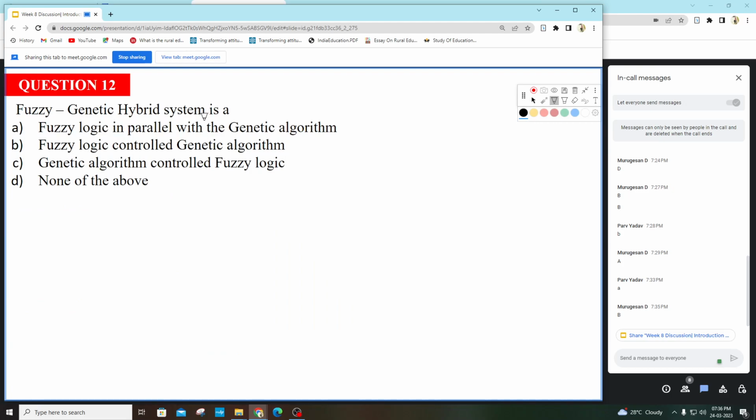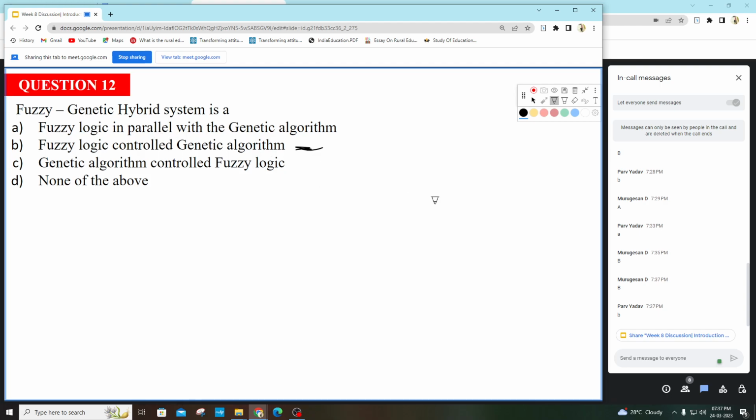Fuzzy genetic hybrid system is: A, fuzzy logic in parallel with genetic algorithm; B, fuzzy logic controls genetic algorithm; C, genetic algorithm controls fuzzy logic; and D, none of the above. Any guesses for this? Yes, sir, fuzzy logic controls genetic algorithm. Yeah, B. Murugation is also saying B. Any other guesses? Anyone else?